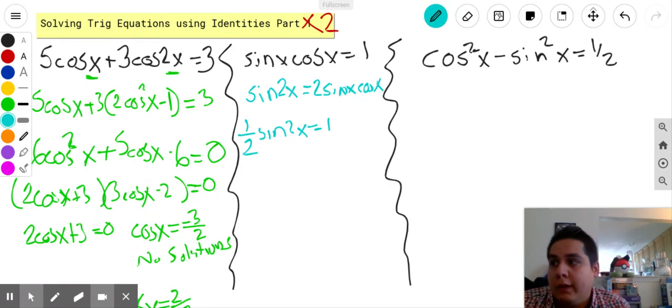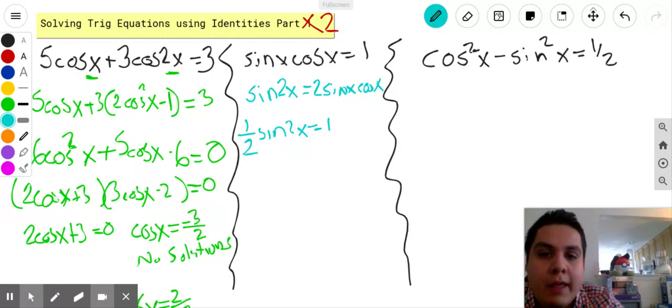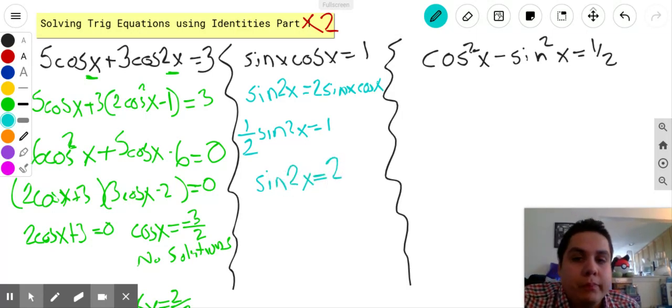Because that's what I currently have. So, since I know 1/2 sine of 2x should equal 1, then I can just go ahead and try to solve for sine of x. So that means that sine of 2x should equal 2, because to get rid of that 1/2, you just have to double both sides. So then you have sine of 2x is equal to 2.